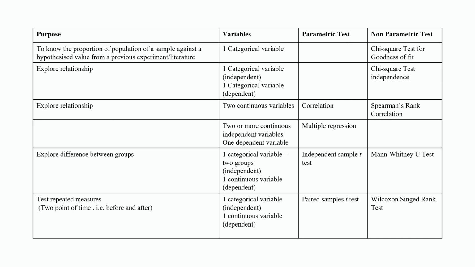So the first test which we find here is the chi-square test for goodness of fit, and the purpose of conducting this test is, imagine you have a hypothesized value and that value you have taken from a previous experiment or literature, and you want to know the proportion of the population of a sample, how it performs in the given circumstance.